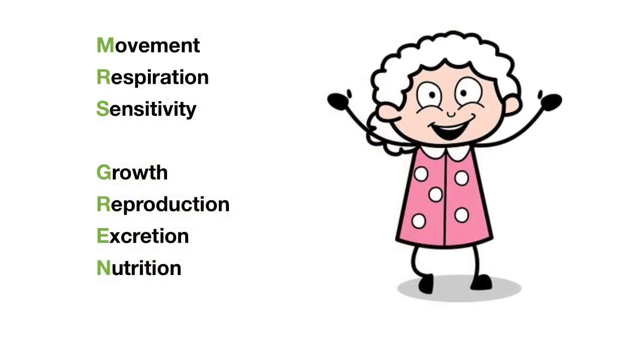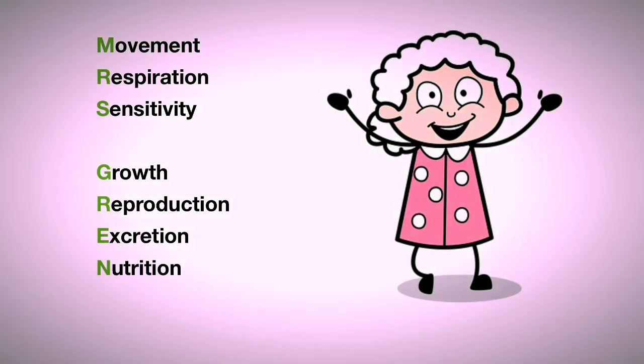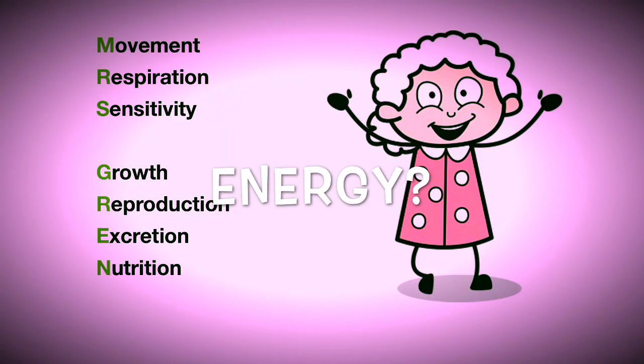Before we start on today's activities, we need to review some material from year 5 that's going to be important in today's lesson. In order to survive, all living things need to move, respire, sense, grow, reproduce, excrete, and they need to have nutrients. But how do they get the energy to do all of these things?